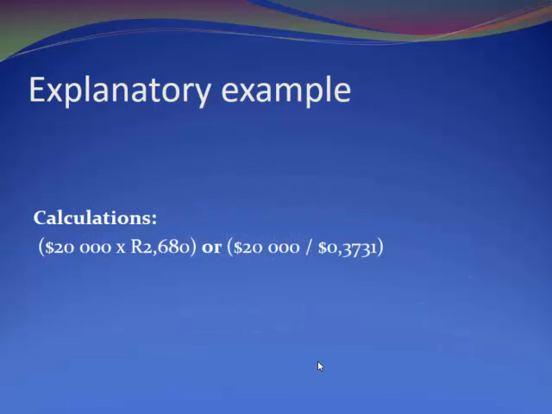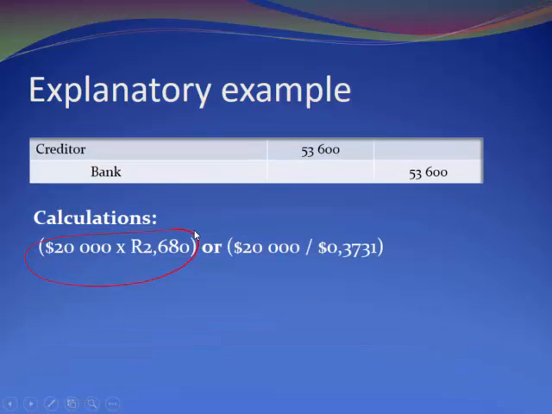Now you've only adjusted the creditor, so now you must make the payment. So how much is the payment? Again, spot rate at the date of payment, and we will calculate that figure there, and that will give us 53,600. So you debit the creditor with that amount. Now the creditor is out of your books, and of course you credit bank, being the payment of the debt.